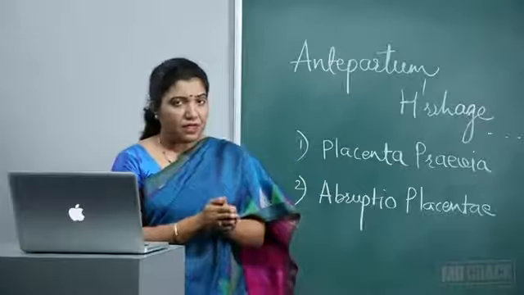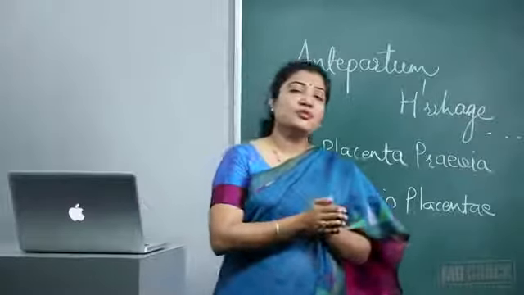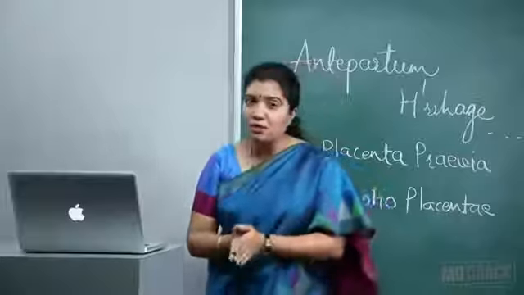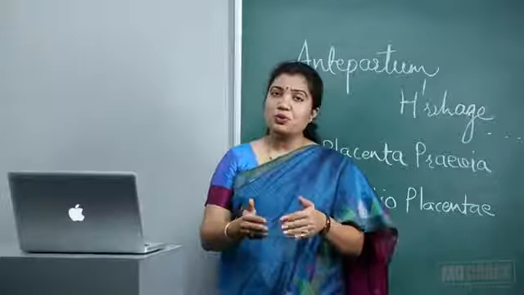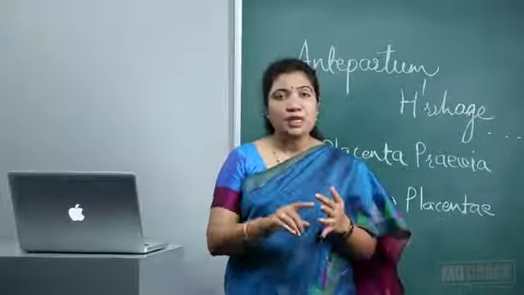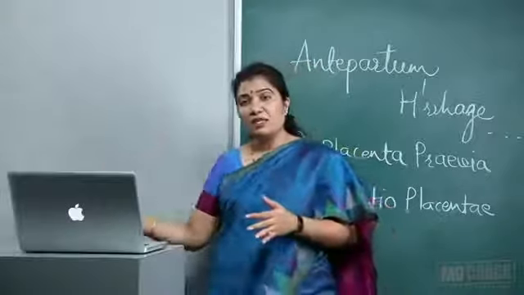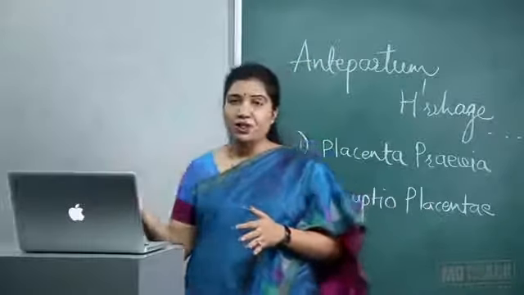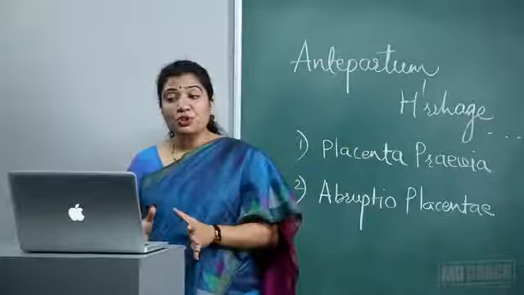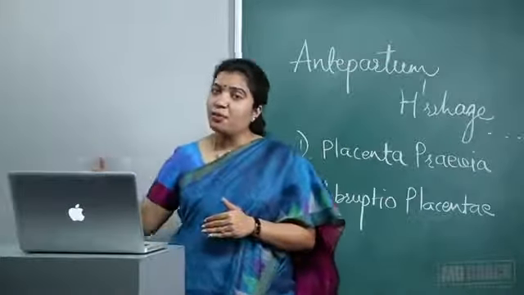In the revealed variety, the general condition of the patient will be proportionate to the blood loss. So, whatever blood loss you are seeing, accordingly you will find her pulse and blood pressure. In the concealed variety, it will not be associated. It will not be proportional. Shock may be there, may not be there.